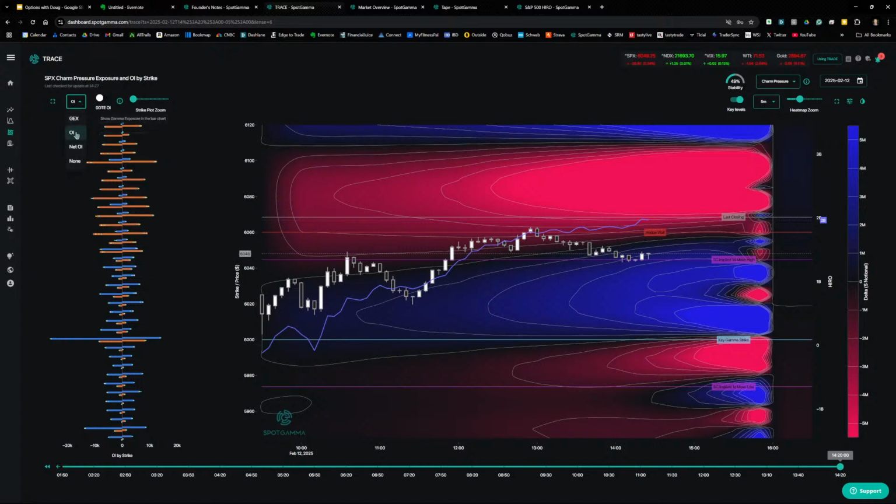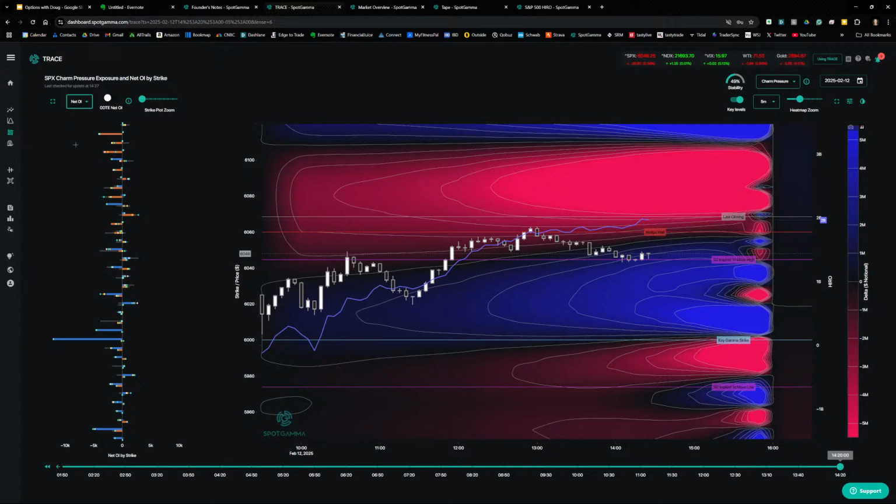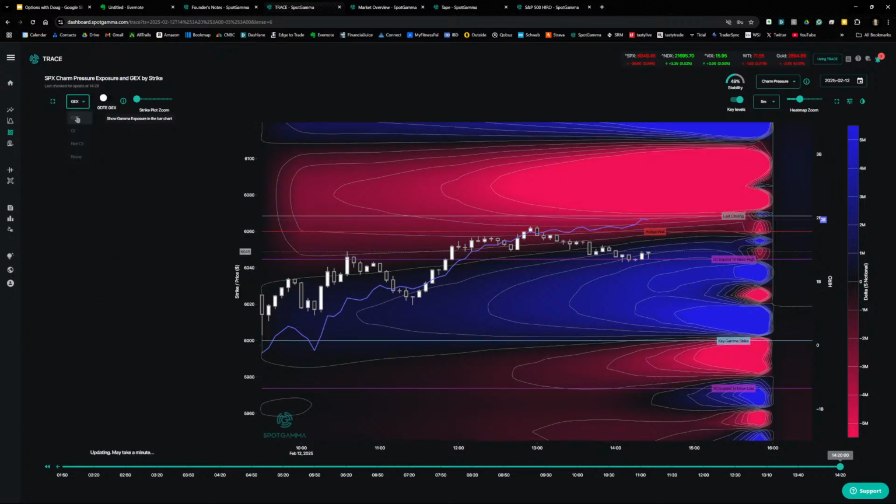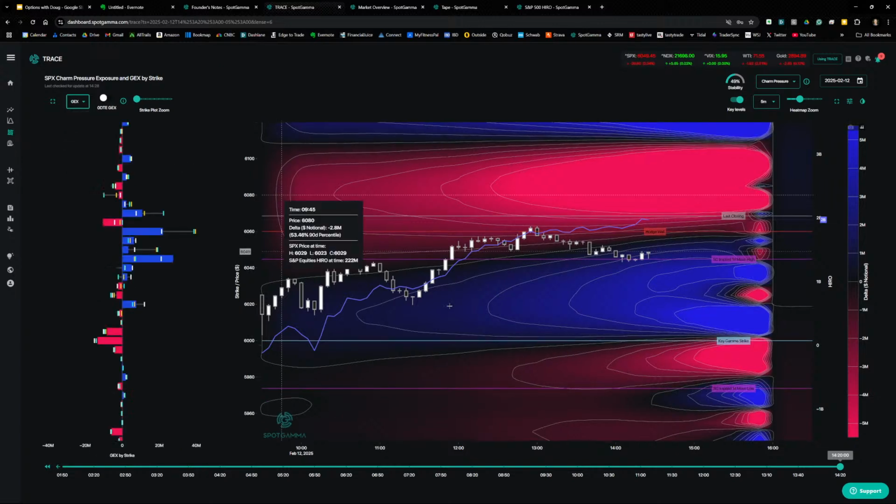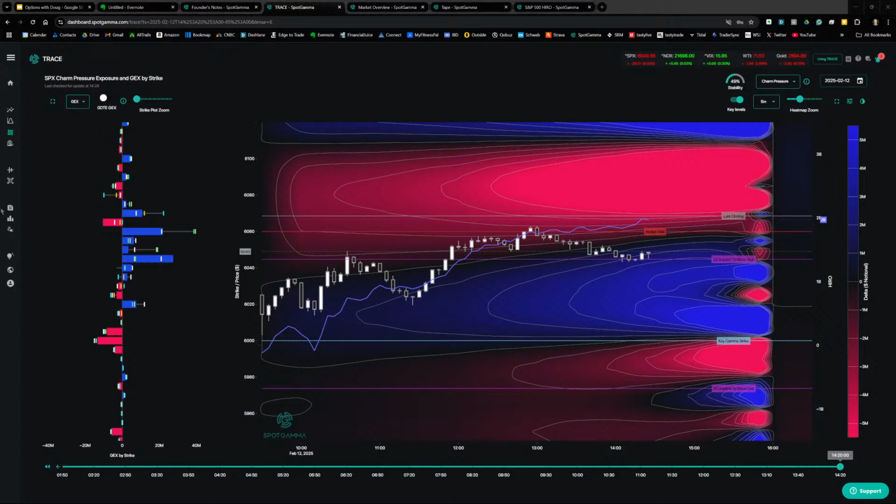Let's go to net open exposure. Net long calls at 60-70. Negative calls at 65. So again, this is what I like to use. Looking at this gamma here. All right, back to gamma.